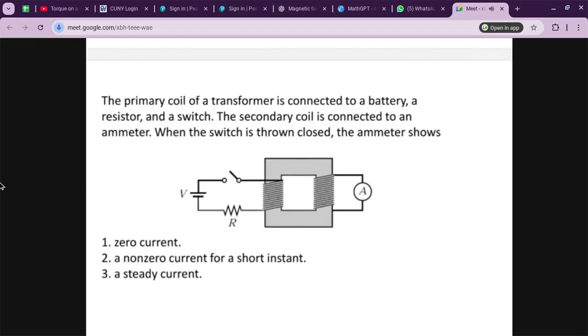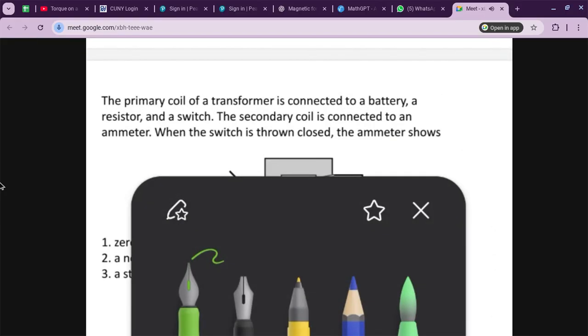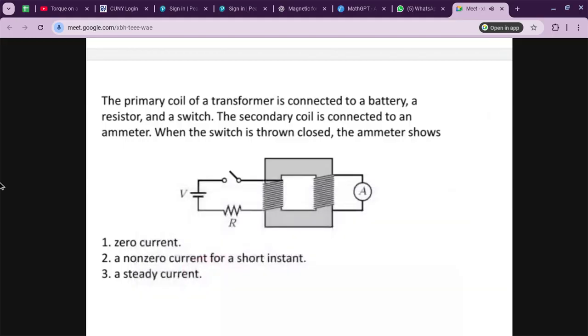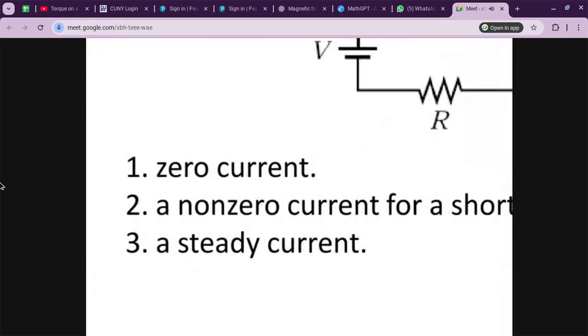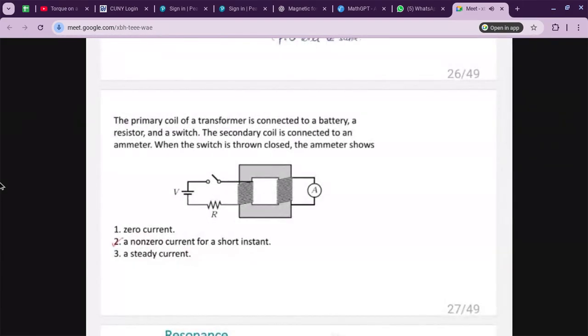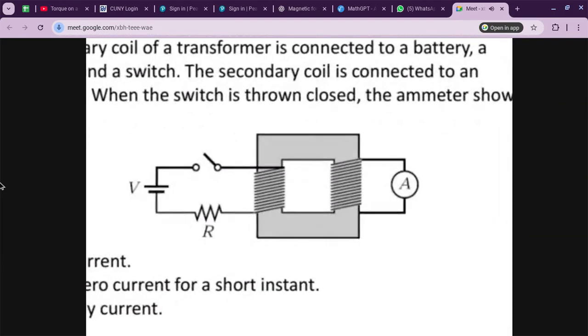Yes, Bill. What do you have? Maybe zero current. No. Part 2. A non-zero current for a short instant. Why? Let's find out.